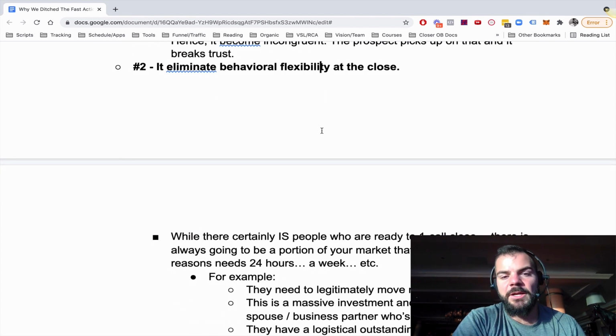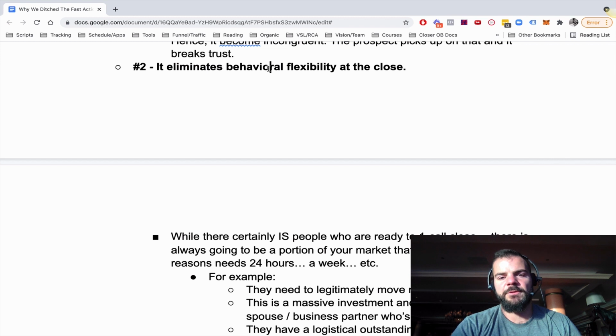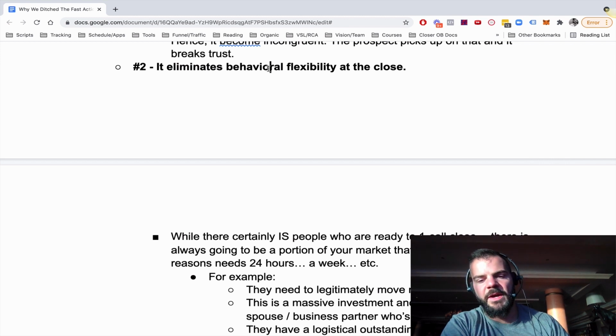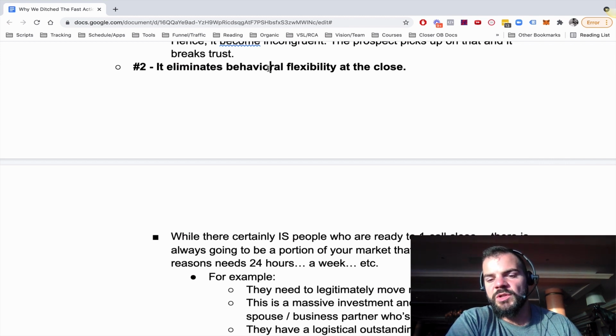The second reason is it eliminates behavioral flexibility at the close. So I'll repeat that. It eliminates behavioral flexibility at the close. What do I even mean by that? While there are certainly people who are ready to one-call close, there is going to be a portion of your market, I'm going to say 20 to 30% of people for sure, if not sometimes 50%, depending on your market, that purely for logistical reasons need like 24 hours up to a week, right?